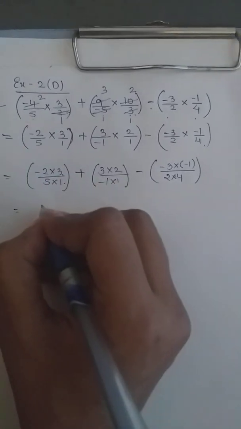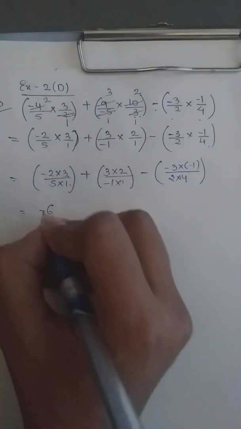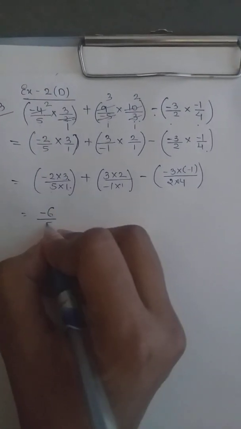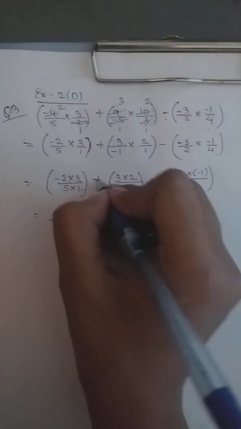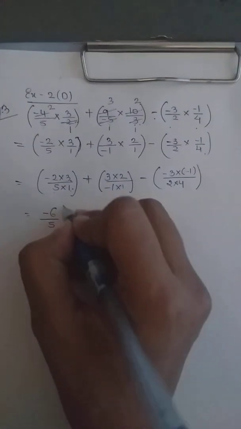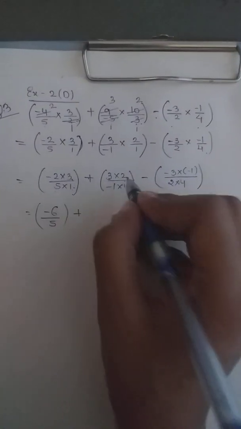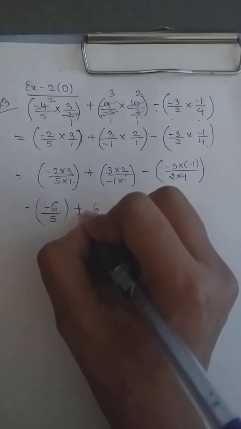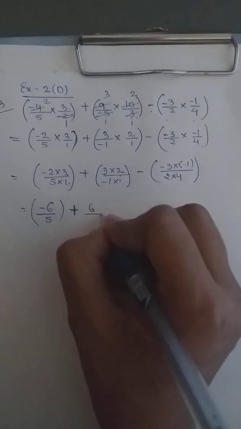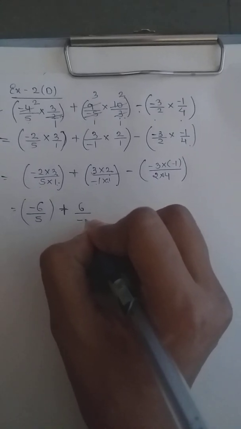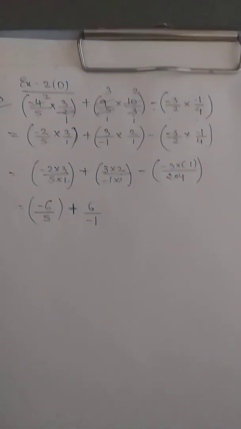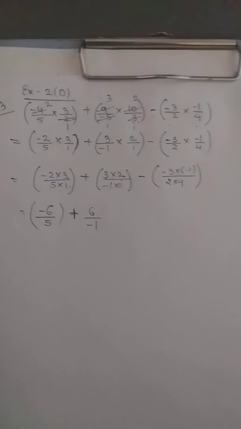Now 2 threes are 6, minus sign. 5 ones are 5. 6 by 5. So minus sign, so minus 6 by 5. Here plus 2 threes are 6, minus 1 ones are 1, one time minus.